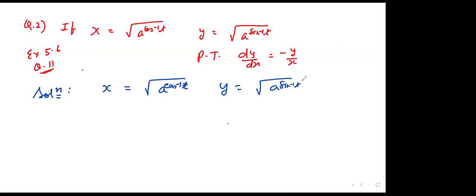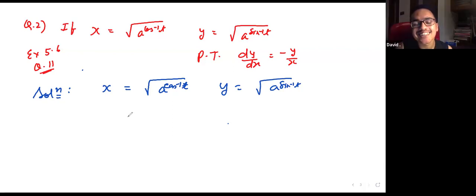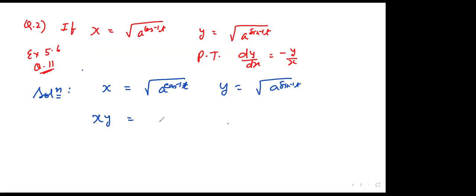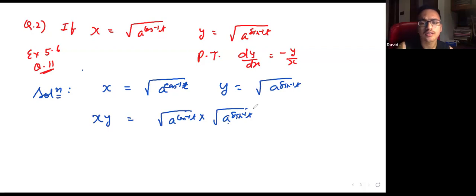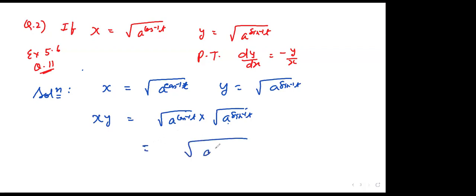I call this the magical method. You will see the magic happens here. If you multiply x and y, then we have root over a to the power cos inverse t times root over a to the power sine inverse t. So we have root over a to the power cos inverse t plus sine inverse t.